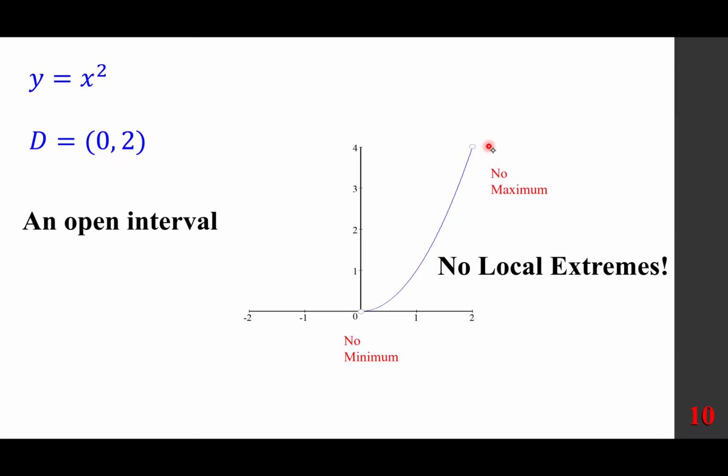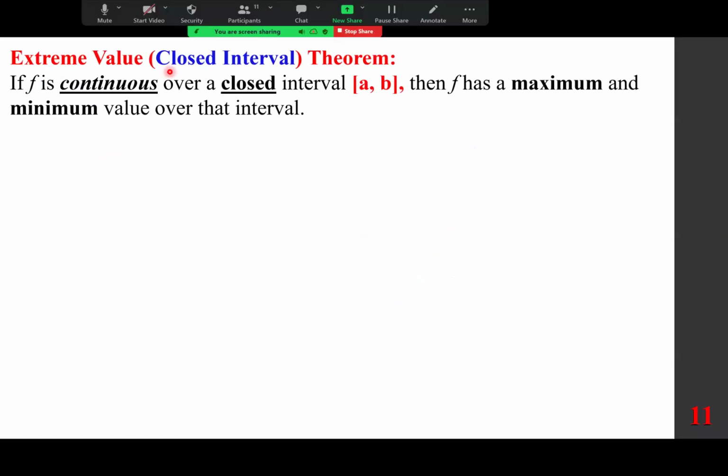So now we are ready to look at the extreme value theorem, also known as the closed interval theorem. If f is continuous over a closed interval, a to b, then f has a maximum and minimum value over that interval. So two things must hold: f must be continuous and the interval must be closed. The endpoints must be included.